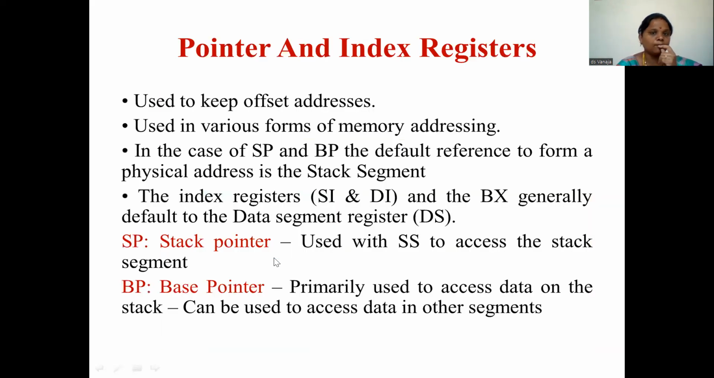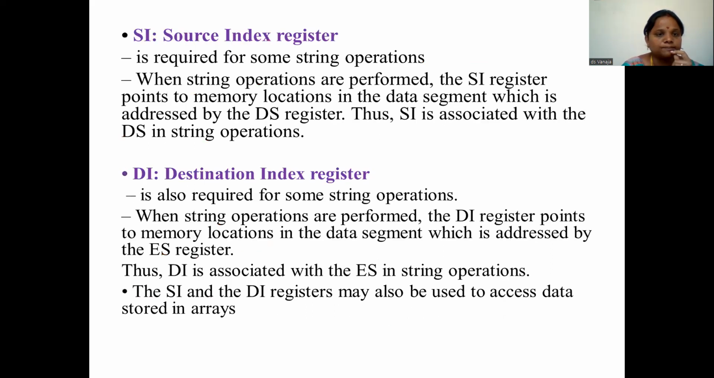And coming to the pointer and index registers, which are used to keep the offset addresses used in various forms of memory addressing. In index registers, basically the stack pointer, and the source and destination index registers. The stack pointer is used with the SS to access the stack segment, and the base pointer is primarily used to access the data on the stack, and can be used to access data in other segments.